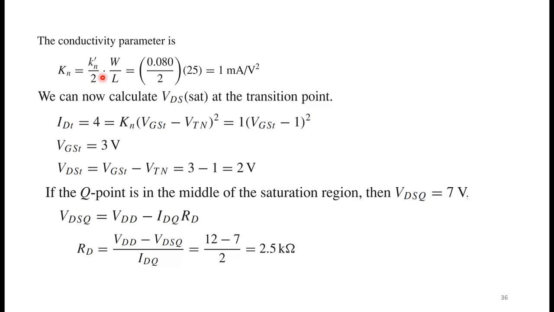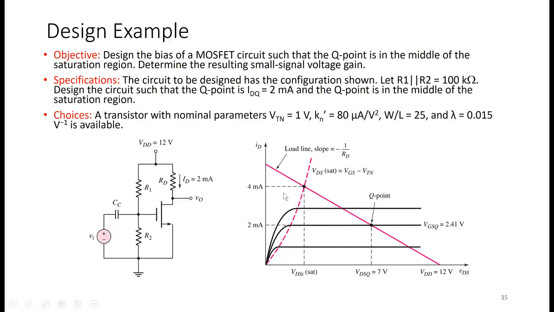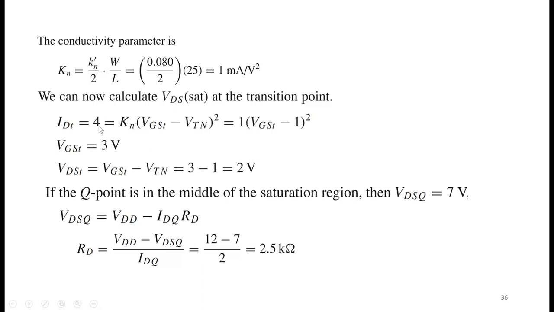First of all, the conduction parameter is Kn equals Kn prime W over 2L. Based on the values given to us, Kn is 1 milliamp per volt squared. Now we cannot calculate VDS sat at the transition point. I know the current is 4 milliamp, but I don't know what VDS sat is. Since I know the value of the drain current at the transition point, I can find VGS, the gate source voltage at the transition point, from the saturation current equation.